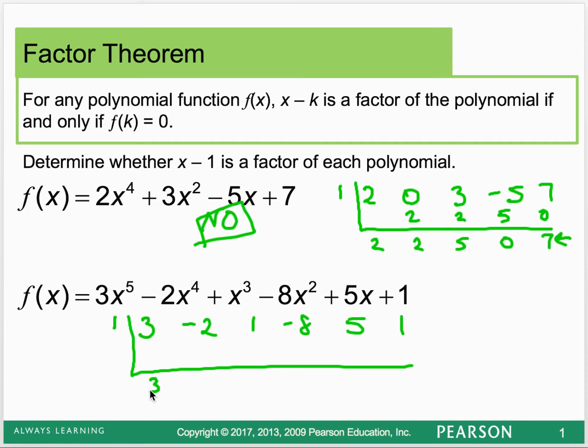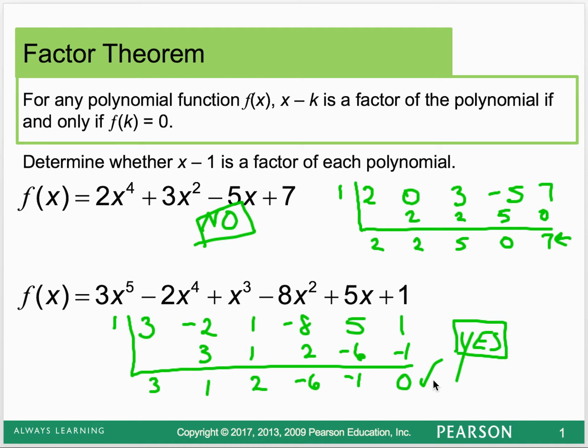So bring the 3 down to get us started. 1 times 3 is 3. Add them together. 1 times 1 is 1. Add them together. 1 times 2 is 2. Add them together. 1 times negative 6 is negative 6. Add them together. 1 times negative 1 is negative 1. Add them together. Yes, this one has a factor of x minus 1.